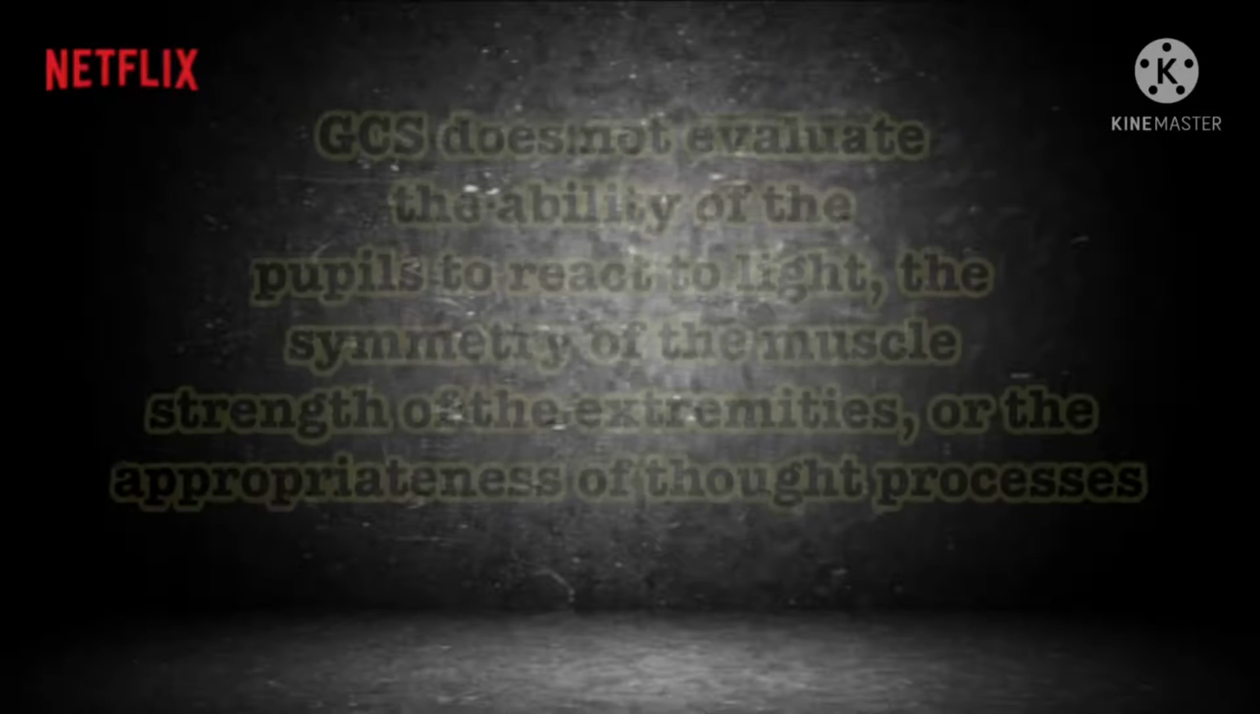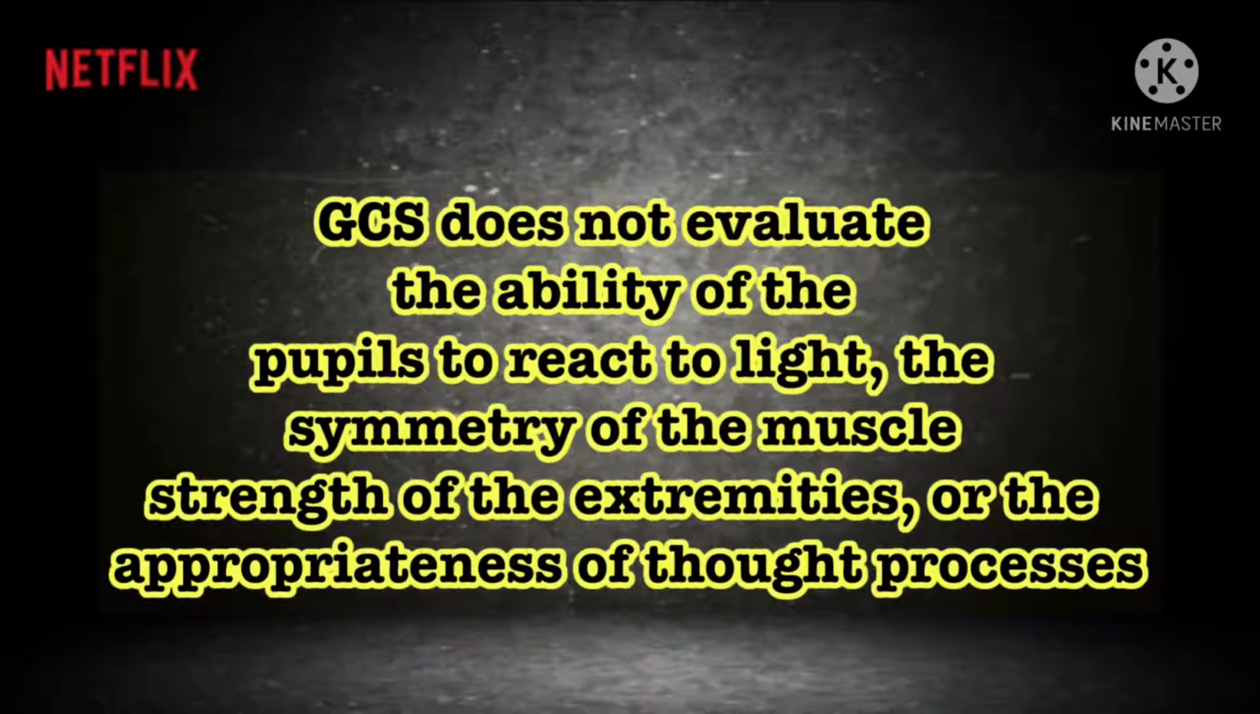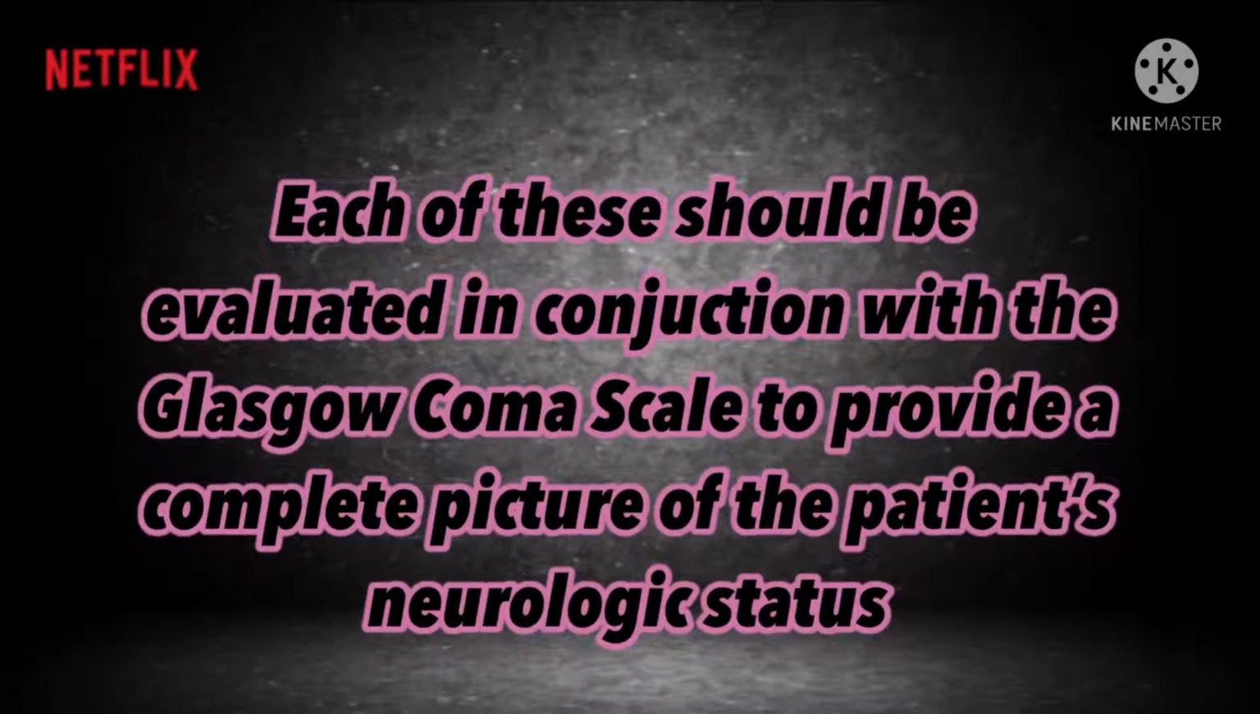The Glasgow Coma Scale does not evaluate the ability of the pupil to react to light, the symmetry and muscle strength of the extremities, or the appropriateness of thought processes. Each of these should be evaluated in conjunction with the Glasgow Coma Scale to provide a complete picture of the patient's neurologic status.